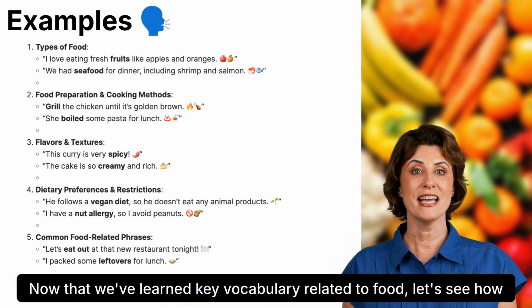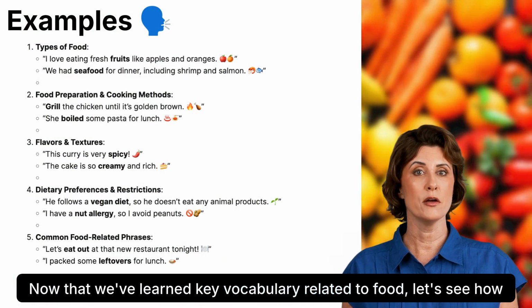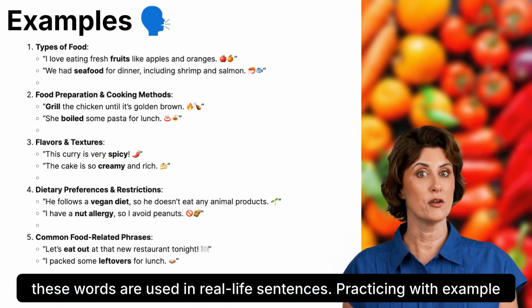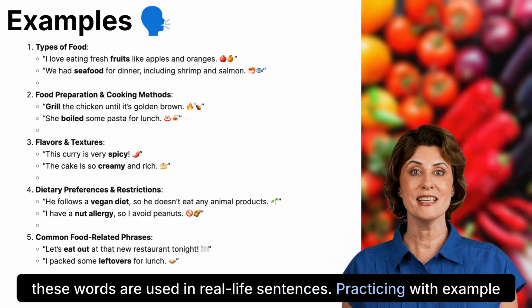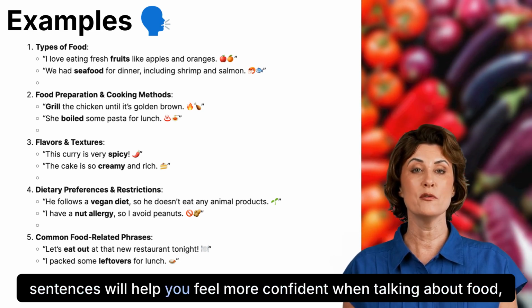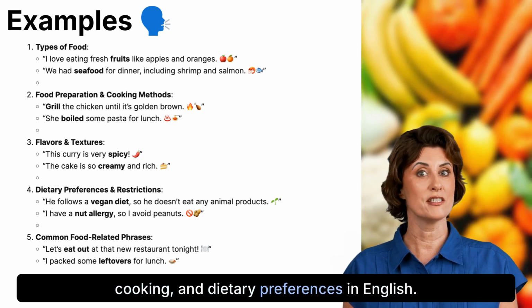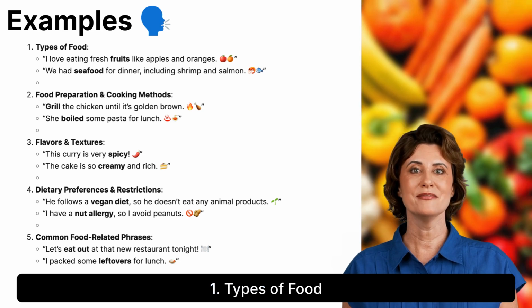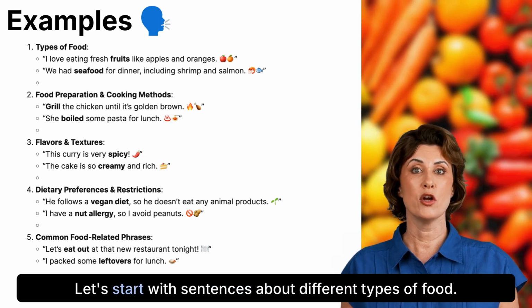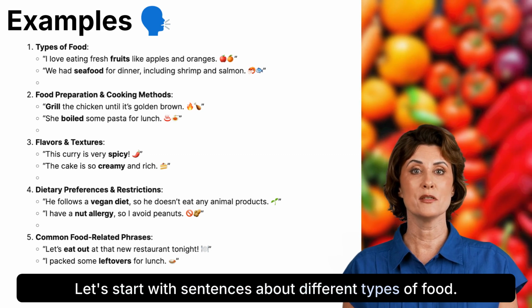Now that we've learned key vocabulary related to food, let's see how these words are used in real-life sentences. Practicing with example sentences will help you feel more confident when talking about food, cooking, and dietary preferences in English. 1. Types of food. Let's start with sentences about different types of food.